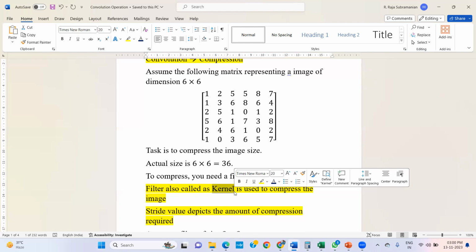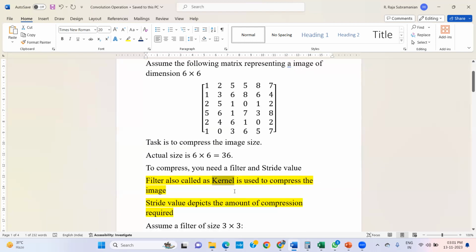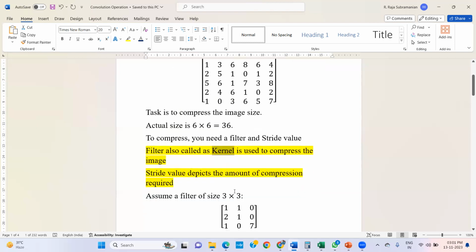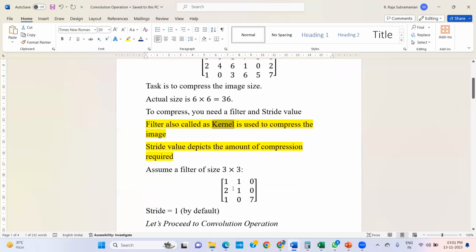Like I'm having a 6 cross 6 image and I use a very small filter which takes only the important pixels related to that particular filter alone, so that the image size will get reduced to only the important featured image. This stride depicts how small an image you want. The rate of compression can be represented as stride. So let us see mathematically in addition to theory.